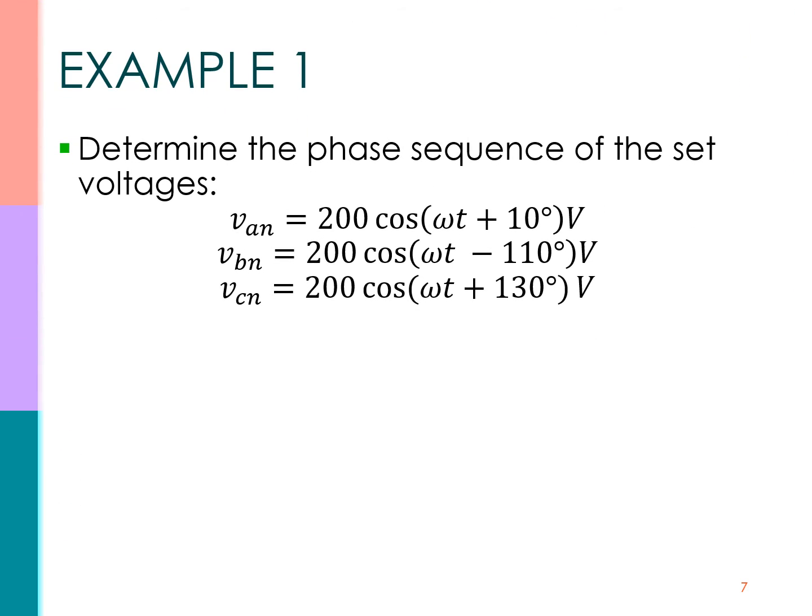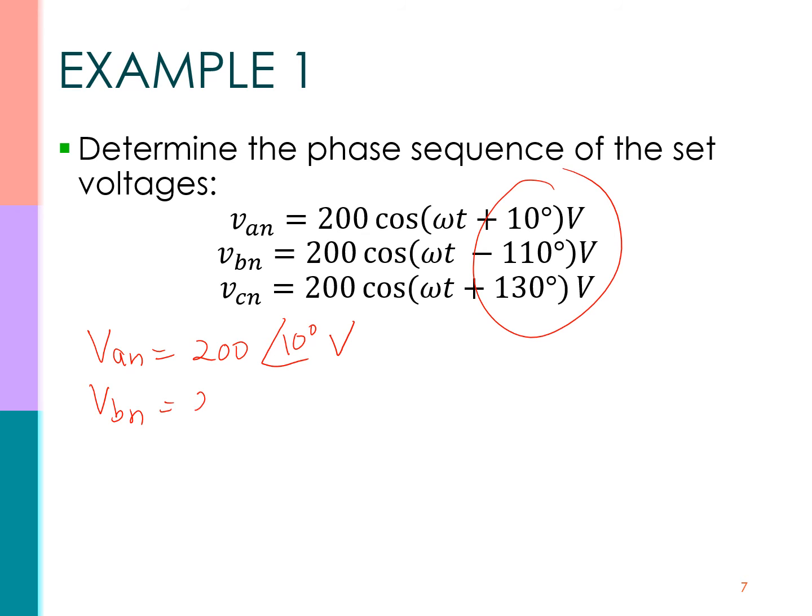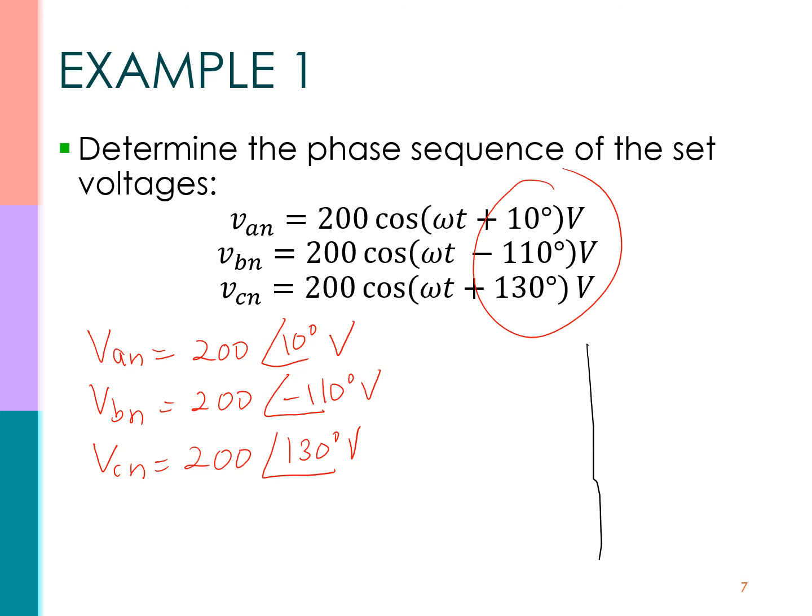Okay, we continue with the same method, but with different angles of voltage. So you convert the time domain voltage to phasor form. So VAN equals 200 with 10 degree volt, VBN 200 with minus 110 degree volt, and VCN 200 with plus 130 degree volt. Then you draw a phasor diagram as in the previous example.